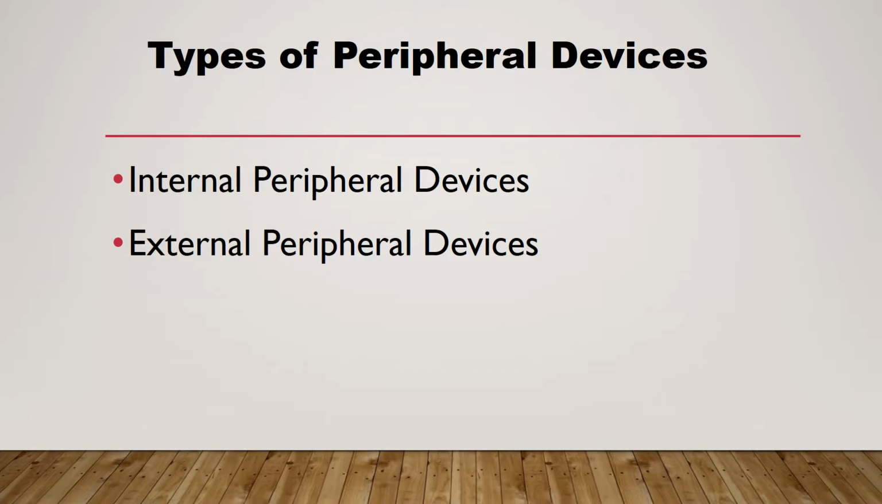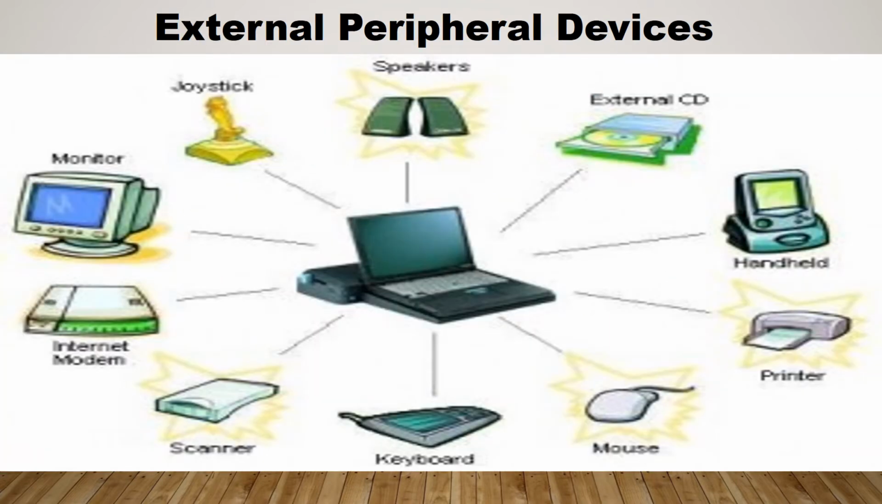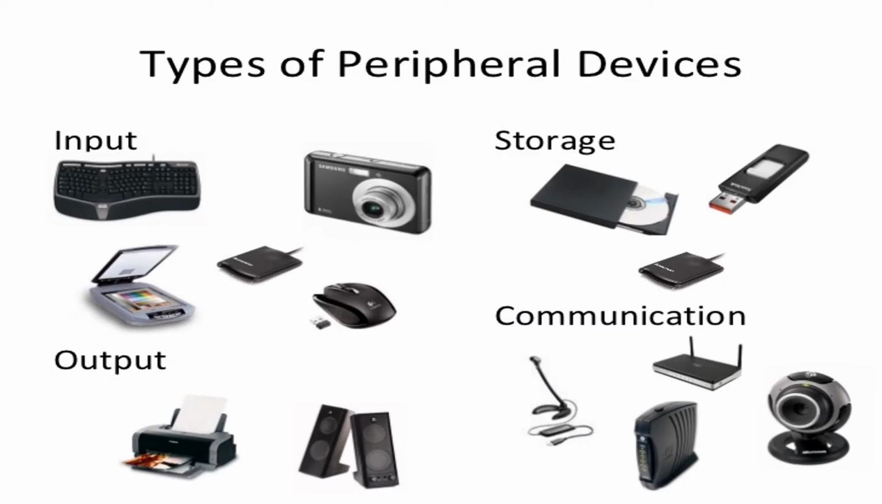There are basically two main types of peripheral devices: internal peripheral devices and external peripheral devices. Internal peripheral devices include CD-ROM, CDR drive and internal modems, while external peripherals are situated outside the system unit. They include input and output devices such as a mouse, keyboard, printer, monitor, etc. In this chapter, we are going to discuss input and output peripheral devices. So watch these videos carefully.